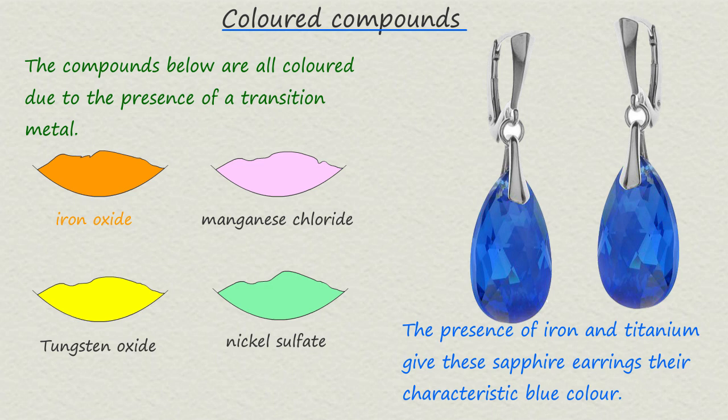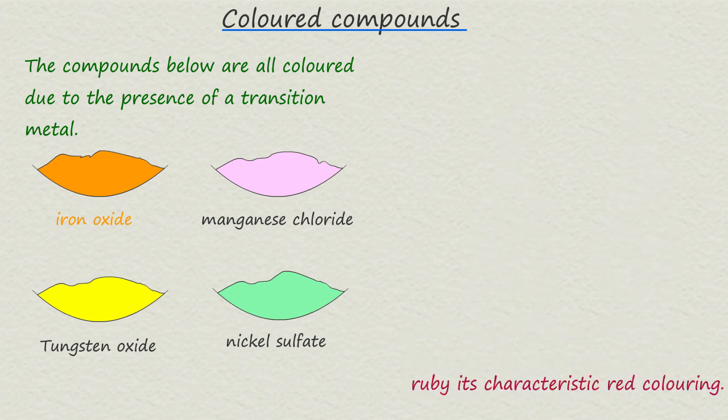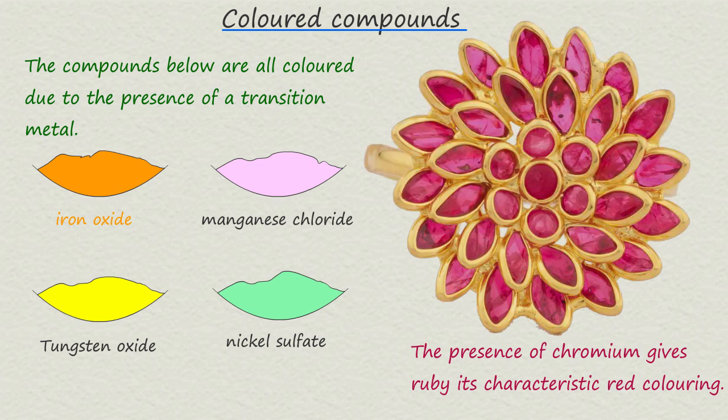For example, the presence of iron in titanium gives sapphires their characteristic blue colour, while rubies are red due to the presence of chromium compounds.